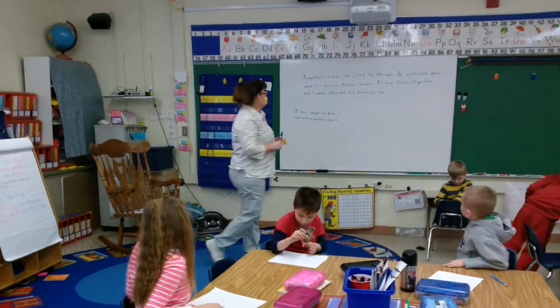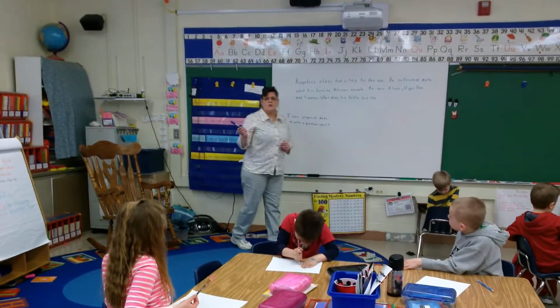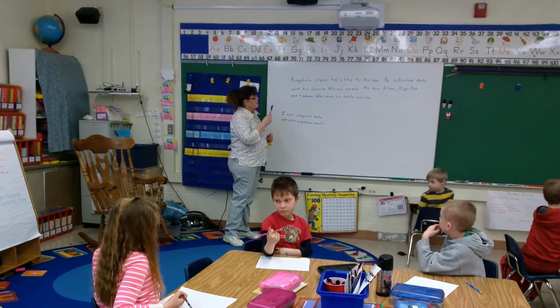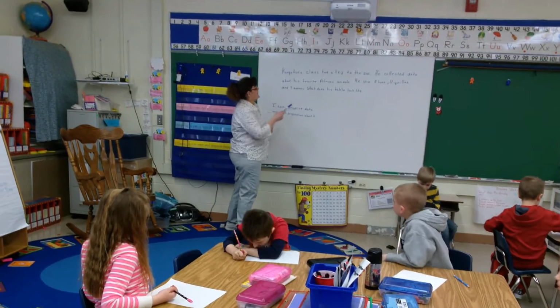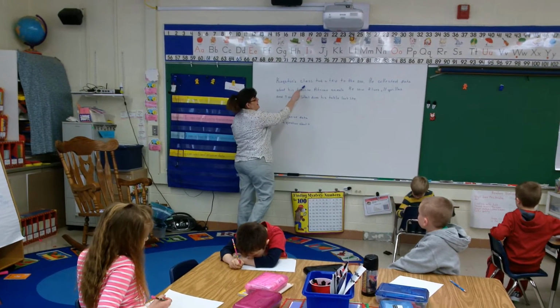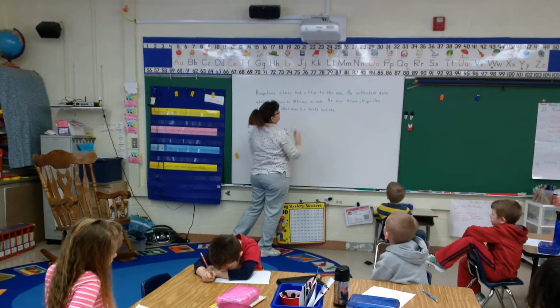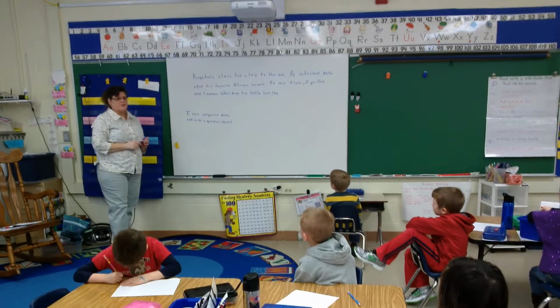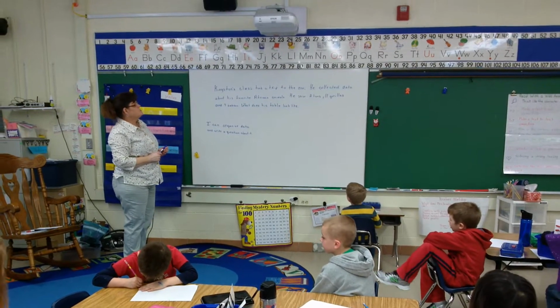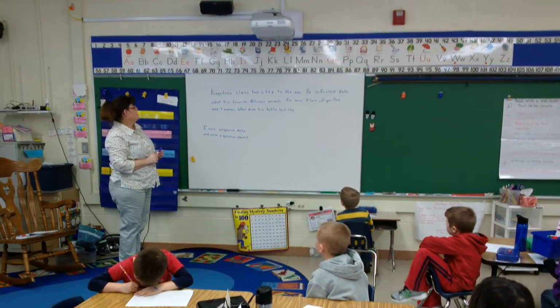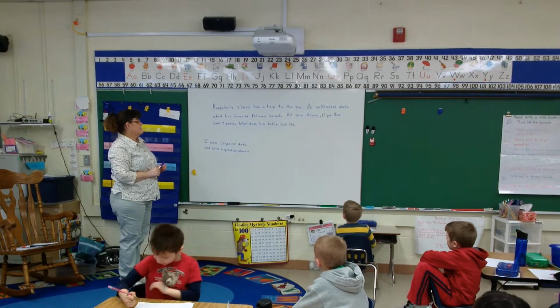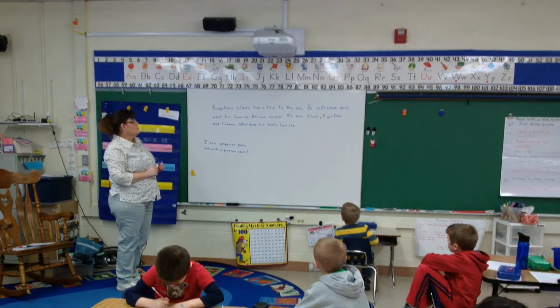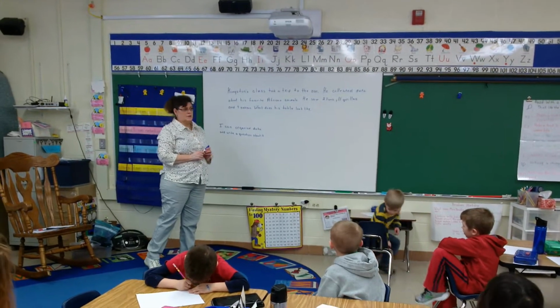Okay, we're gonna read this question together as a whole group, and then I'm gonna ask you a question about it. Kingston's class took a trip to the zoo. He collected data about his favorite African animals. He saw 2 lions, 11 gorillas, and 7 zebras. What does his table look like?